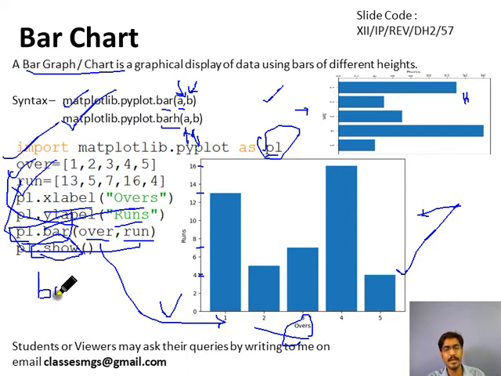So this is how we can draw the bar graph vertically, and if you want to draw the same plot horizontally, instead of bar you will write barh. If you write barh in place of bar, then it will draw the same graph horizontally. Okay, keep this in mind.